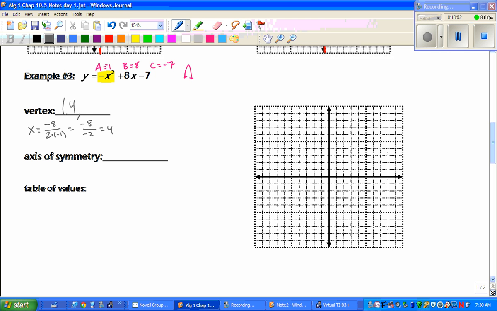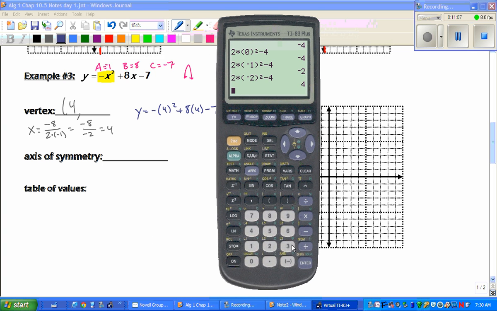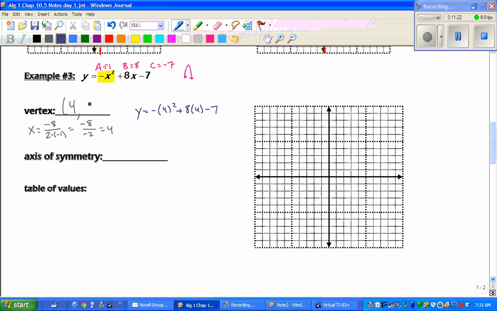Now to find the rest of that, we have to plug 4 in to the original equation. So y equals -4 squared plus 8 times 4 minus 7. And we can just plug all of that in. Just be very careful with your signs, okay? And then minus 7. Okay? And when you do all of that, you should get +9. So 4, 9 is your vertex.